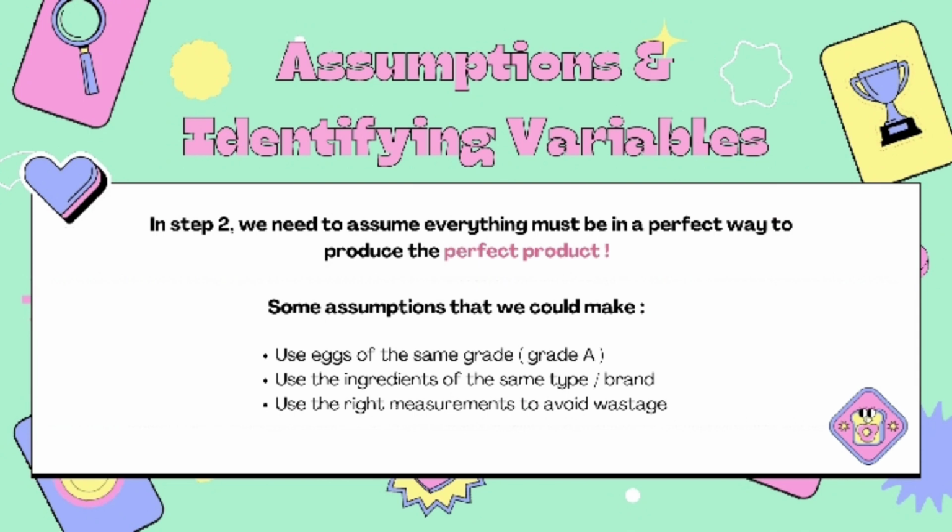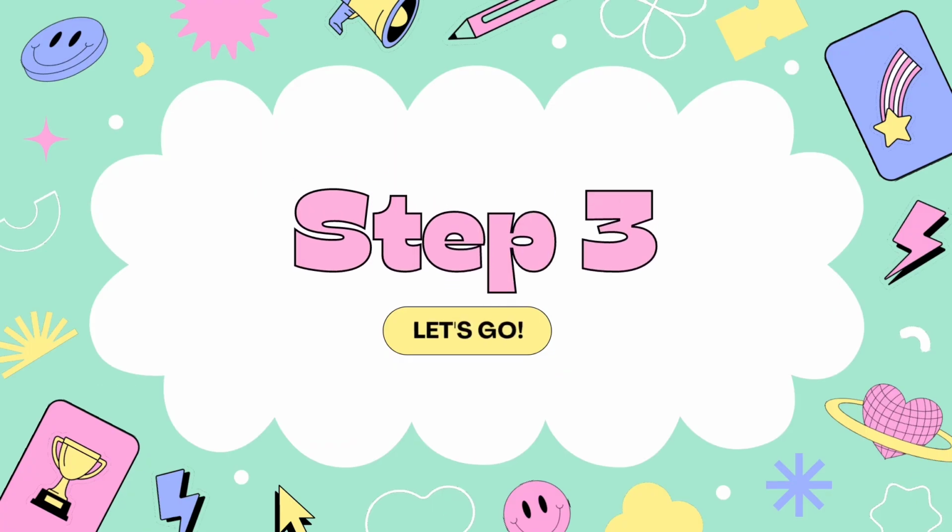An easy way to understand step 2 is we need to assume everything must be in a perfect way, or maybe in this situation in the same portion to produce the perfect product. Some of the assumptions we could make to ensure a perfect outcome is by using eggs of the same grade, which is grade A, as stated in the recipe. Second, we need to use the ingredients of the same type to secure the taste. Third, we need to use the right measurement to avoid wastage. Next, I, Nabilah, will continue to explain step 3 in the process of applying mathematical modeling.